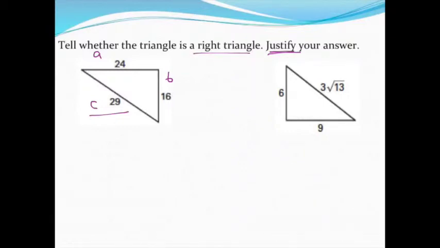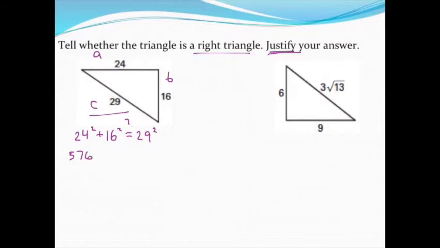So let's set up the Pythagorean theorem and do a little test to see if this works out to be true. If it's a right triangle, the Pythagorean theorem will check out. So I'm going to write 24 squared plus 16 squared equals 29 squared. Now because I don't know if this is true or not, I like to put a little question mark above the equal sign because that's what I'm testing. So let's square these numbers and see what happens.